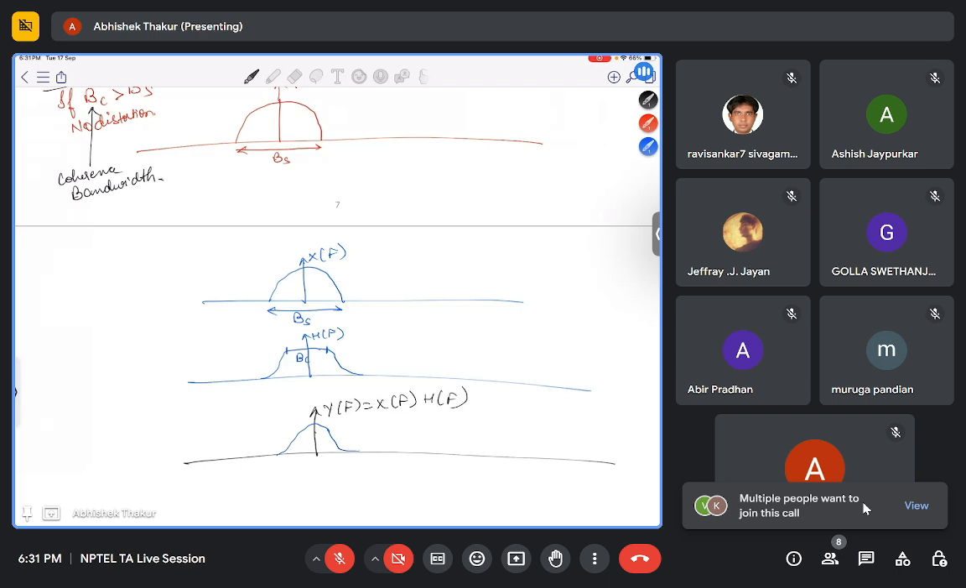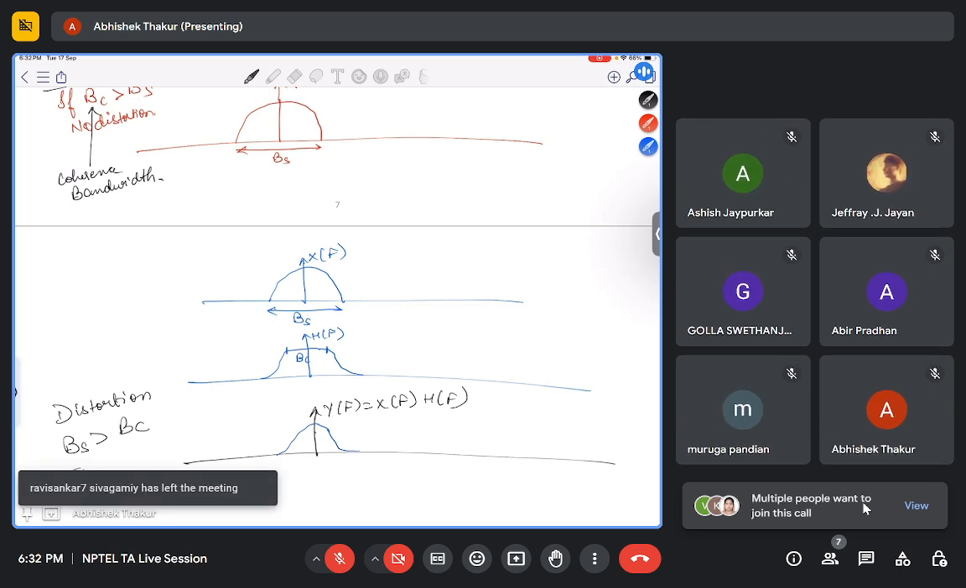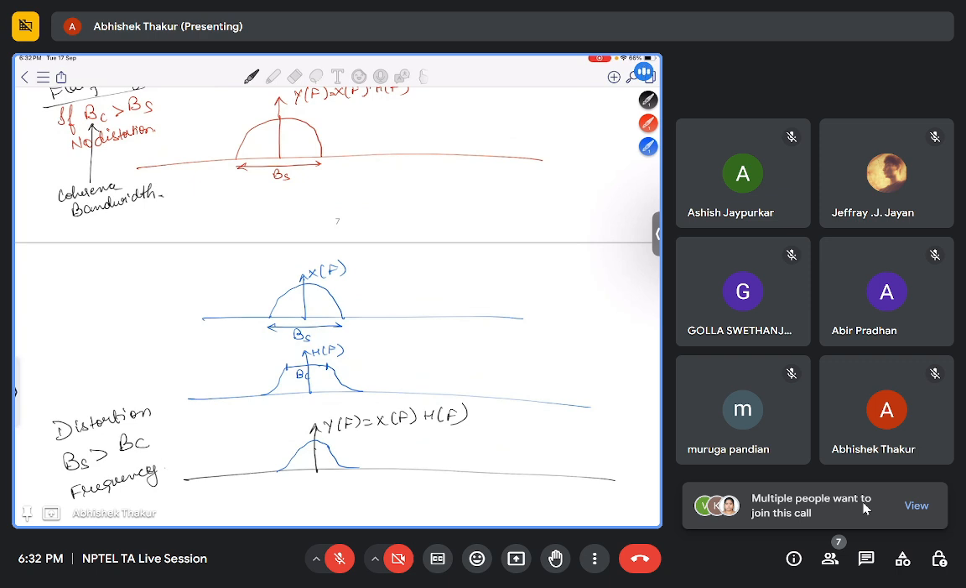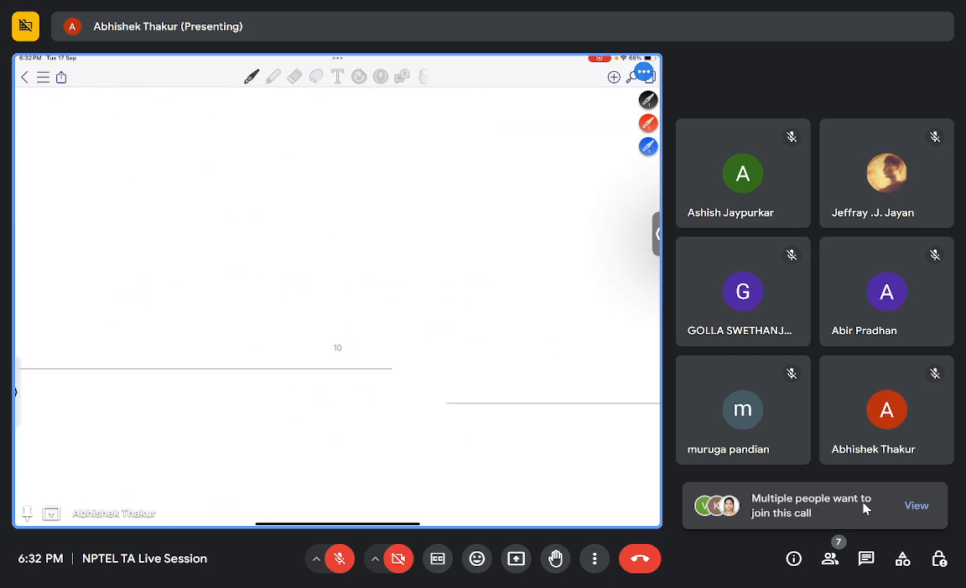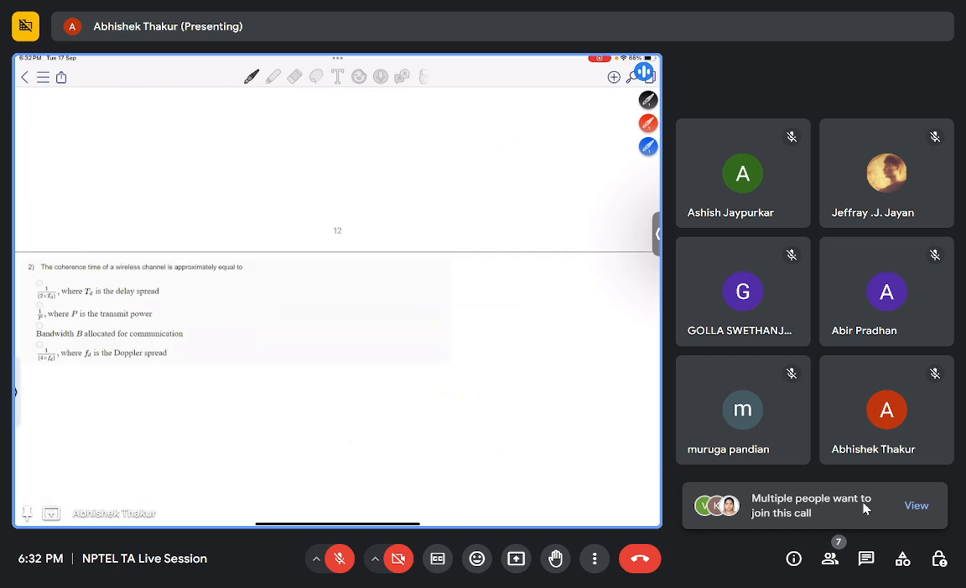So the distortion is there due to the channel bandwidth being less than the symbol bandwidth. So the symbol bandwidth is greater than the channel bandwidth. So this is known as frequency selective fading. The previous one was flat fading. So now we'll move on to question number 2. Or before that, we will study the coherence time formula also.